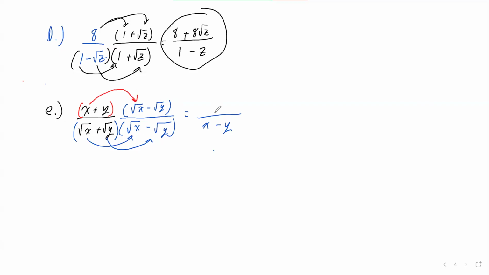X times square root of X would be X times negative square root of Y. Y times square root of X. Y times negative square root of Y. And there's your answer.